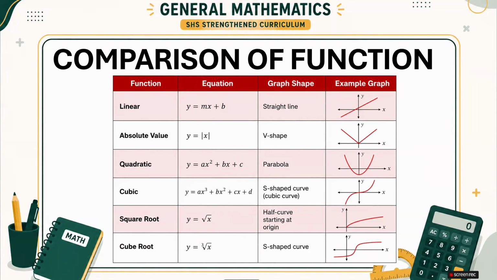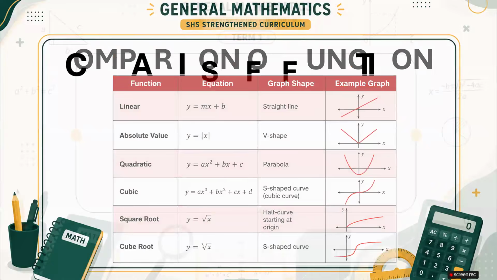Now, let's have a quick game. I'll say the shape and then name the function. Straight line. Very good. It's linear. V-shape. Absolute value. U-shape. Quadratic. S-shape. Yeah, it could be cubic or cube root. So look at the graph carefully. What about a graph that starts at 1 point and moves to the right? Very good. It is a square root function.